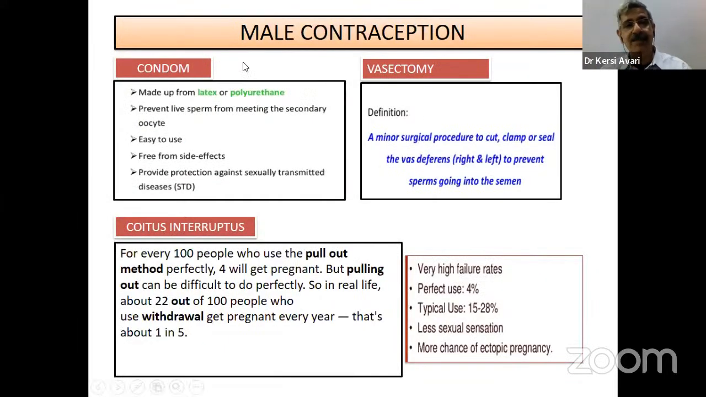Now, different ways: condom, vasectomy, coitus interruptus. Well, it sounds easy, but it is extremely difficult. Post-penetration, you can't withdraw yourself and say this sperm enter me. No, the first squirt will definitely go in. So it is still there. In real life, 22 out of 100 people, 1 in 5, become pregnant in spite of coitus interruptus.